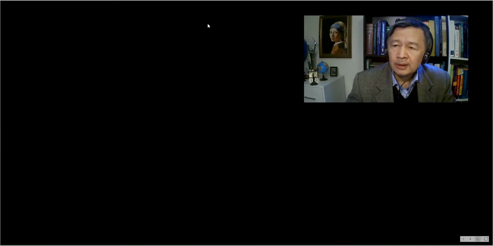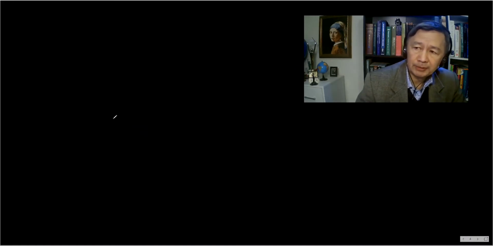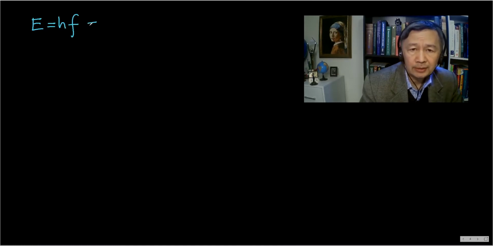Before we discuss Bohr's atomic theory, I think it is necessary to mention Albert Einstein's work on the photoelectric effect. And on the other hand, after Max Planck proposed this formula for photon energy, E equals h times frequency, or E equals hc divided by lambda, Einstein was the first person to use the photon concept.